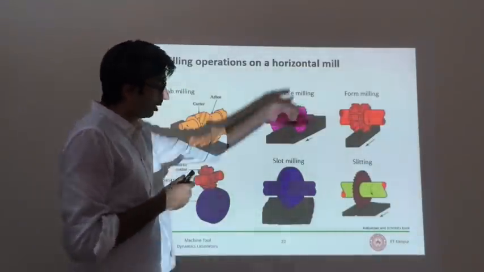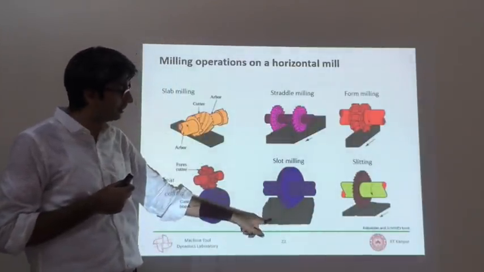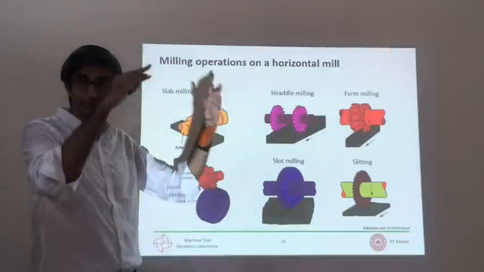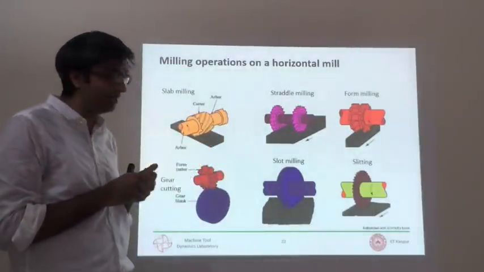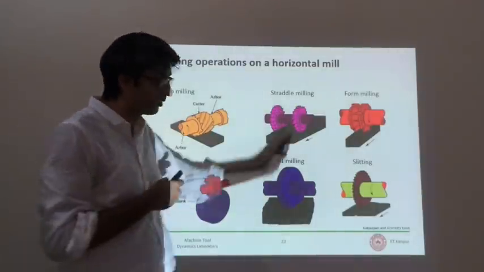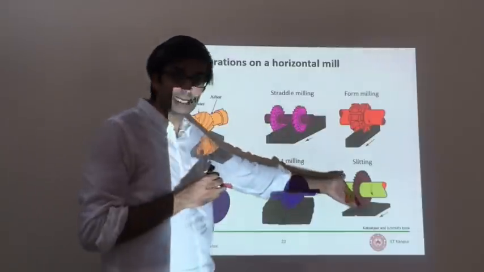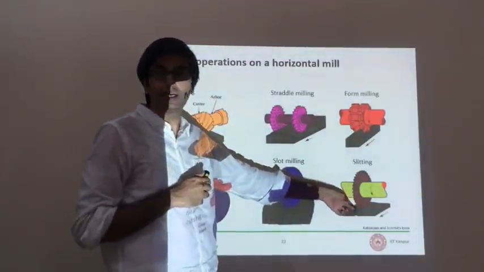I can also make slots, which is something similar to straddle, but only in here my either sides have a higher wall, and I'm making a slot in the middle. Like I made a slot in grooving, but that was round. Here it is flat. I can also do slitting, where I can separate these two if I like. This is like a sawing cutter.